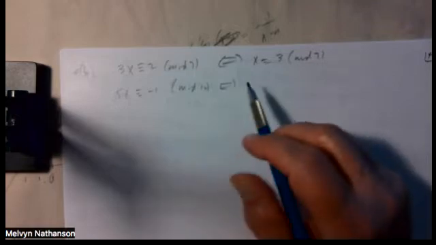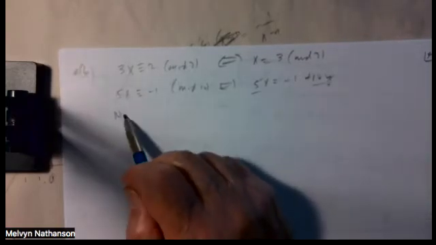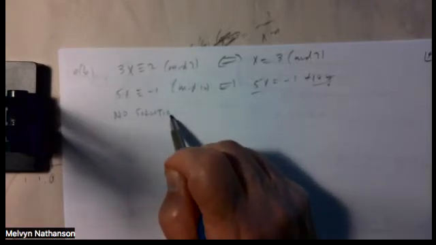And 5x congruent to minus 1 mod 10, well, that has no solution. If there were a solution, 5x would be equal to minus 1 plus 10 times something, but 5 divides 10 and doesn't divide minus 1. So this congruence has no solution. So the pair of congruences certainly has no solution.